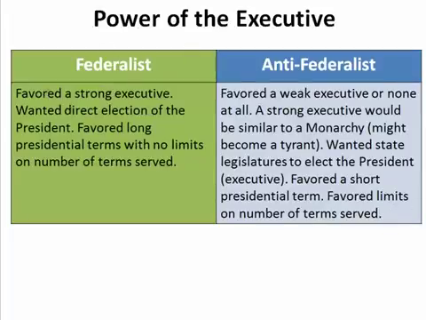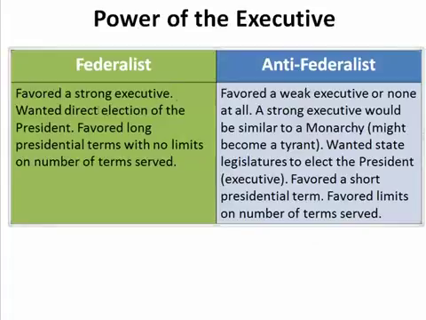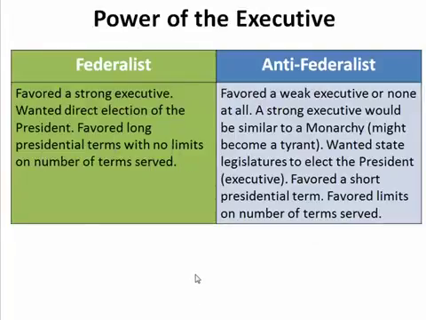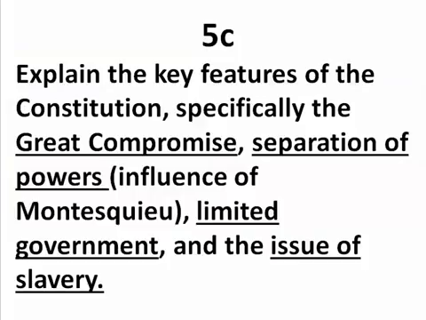The Federalists, on the other hand, favored a strong executive. They wanted somebody to get something done. They wanted a direct election of the president by the people. And they favored long presidential terms with no limits on the number of terms served. And in the original Constitution, they created the Electoral College. They agreed to choose the Electoral College to choose the president. That's part of one of their agreements. Alright, so let's explain, that's C. Okay, so we won't get it yet.